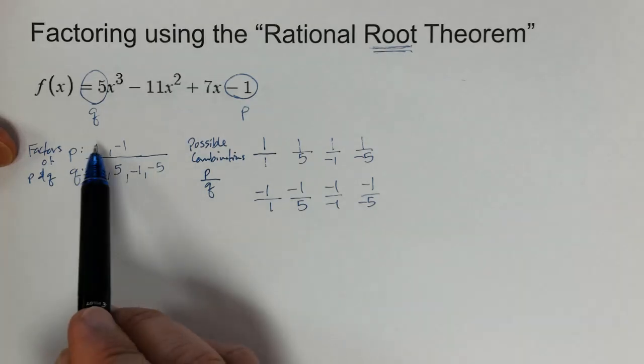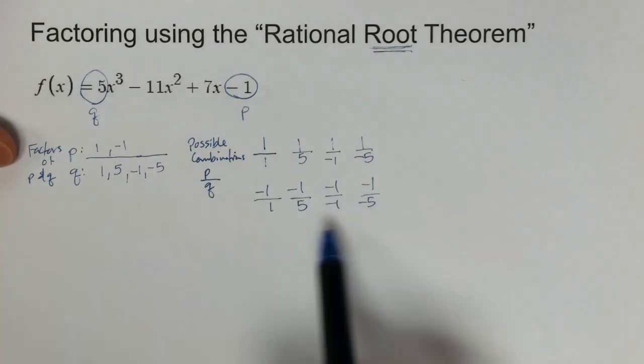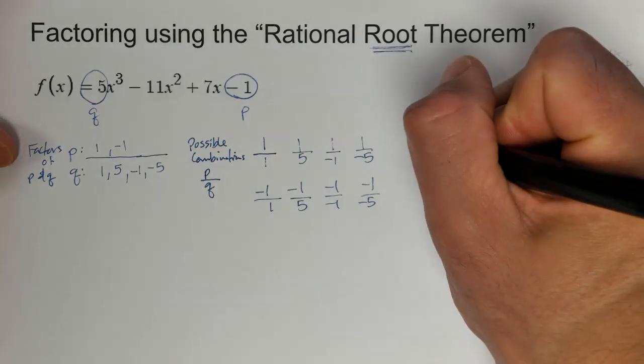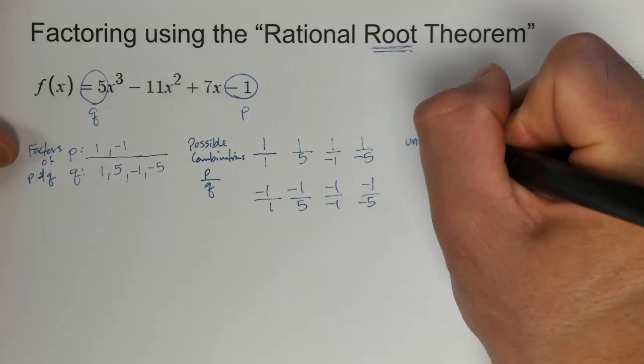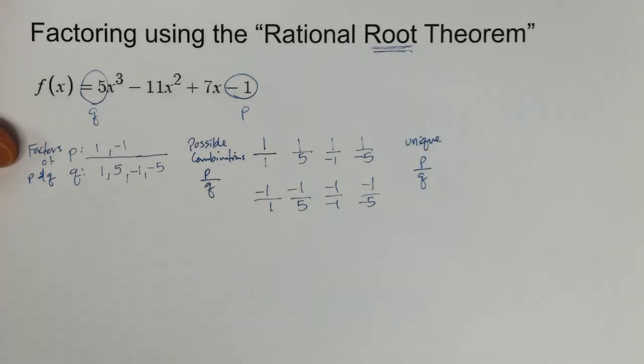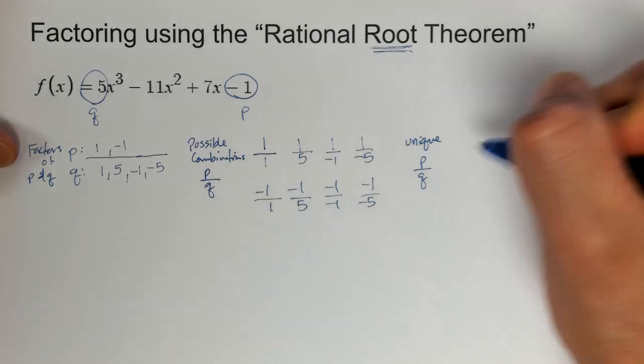Remember how I said that we have 2 on top and 4 on the bottom? 2 times 4 gives me 8 possible combinations. Now, some of these possible combinations are really the same number. They're repeated. So let's look for the unique rational roots that we're going to get. And to do that, we divide the numbers. 1 divided by 1 is really just 1.